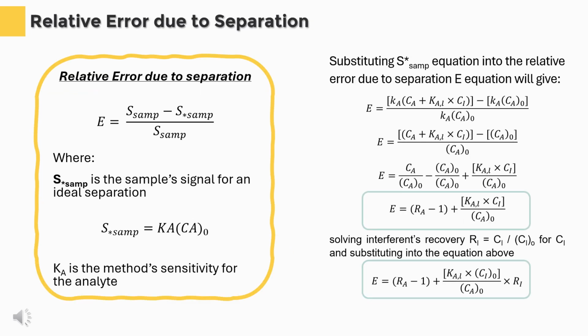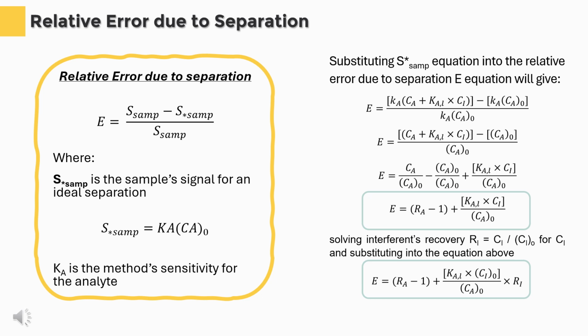Lastly, the potential effectiveness of a separation can be assessed with the use of recoveries and separation factors. However, these methods cannot directly determine the error that arises from incomplete analyte recovery or from failure to remove all interferent. The relative error due to the separation, E, is as follows. E is equal to S samp minus S star samp over S samp, where S star samp is the sample signal for an ideal separation in which we completely recover the analyte. It is defined in the equation below, where it is equal to Ka multiplied by CaO. Substituting this equation into the relative error due to separation E equation will be seen here on the right side.